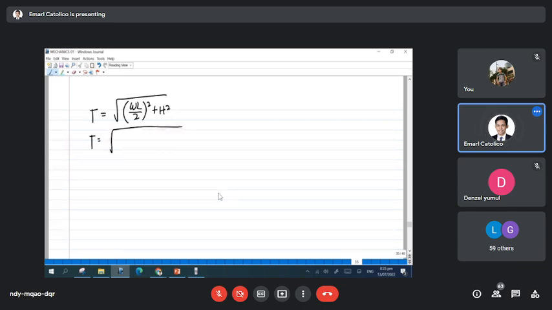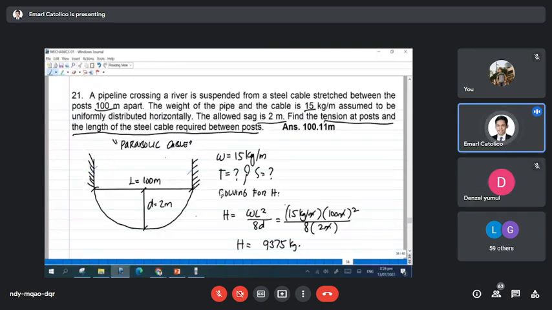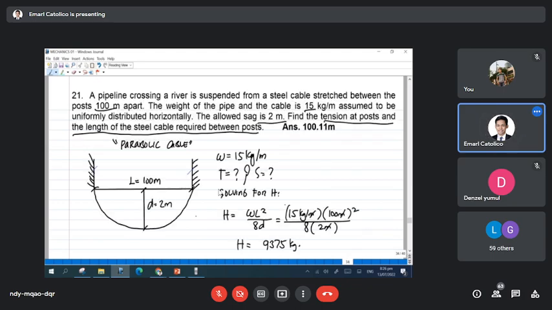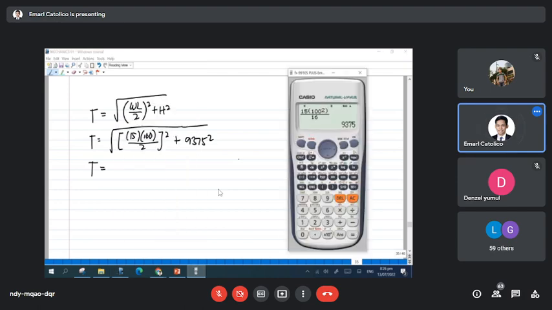Okay, omega natin is 15 kilogram. So, kahit di na natin isulat yung unit-wise naman natin. 15, L natin is 100. So, 15 times 100 over 2 squared. H natin, nakuha natin kanina, which is 9375 squared. So, makuha natin si tension. So, 15 times 100 over 2 squared plus 9375 squared. Okay, 9404.95 kilogram.